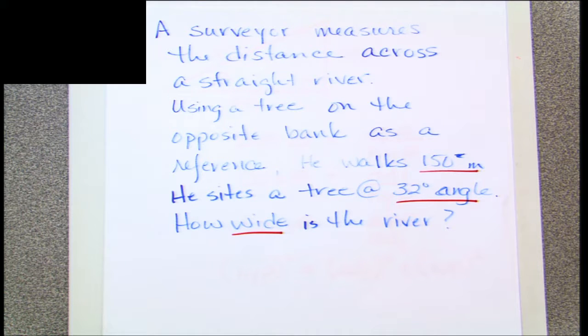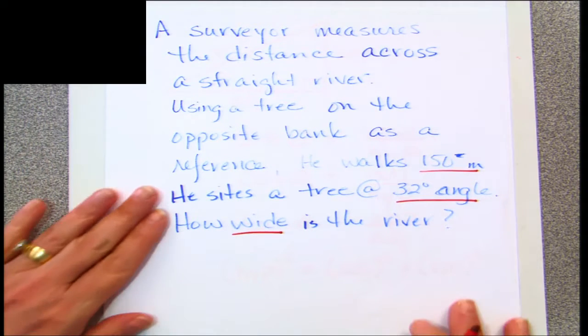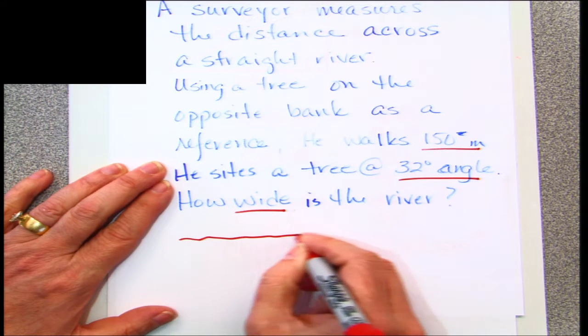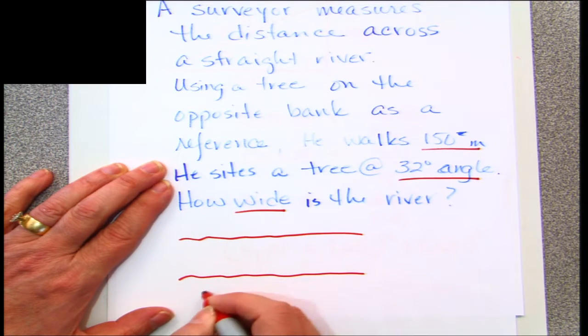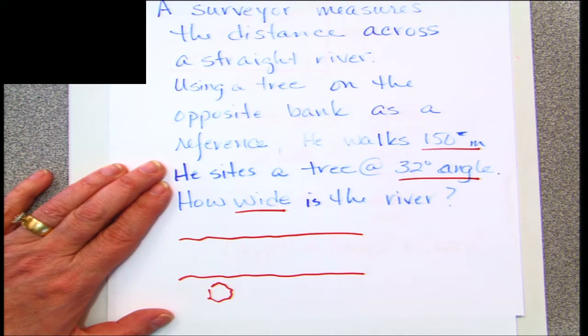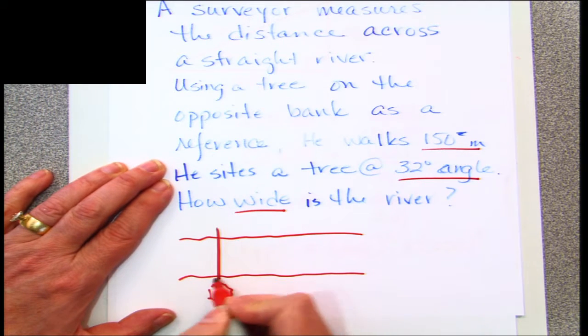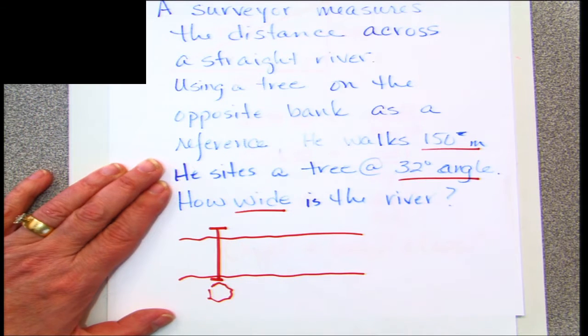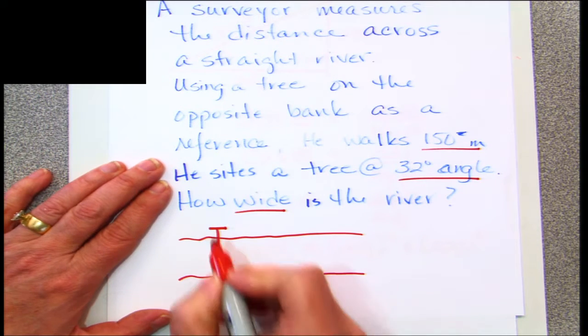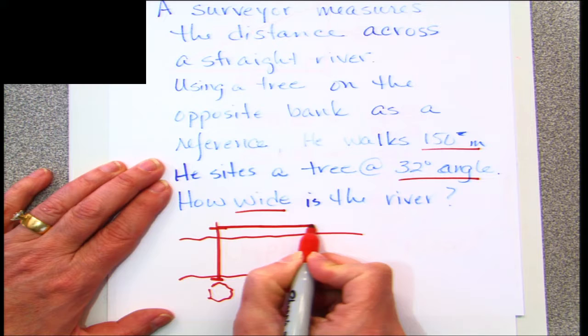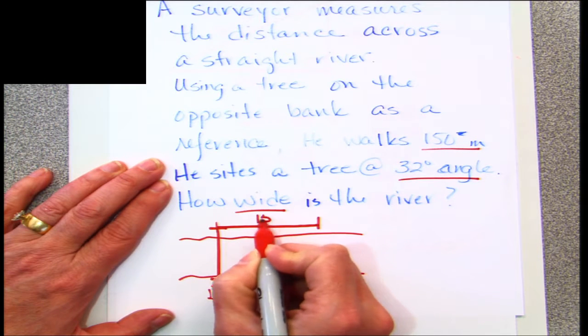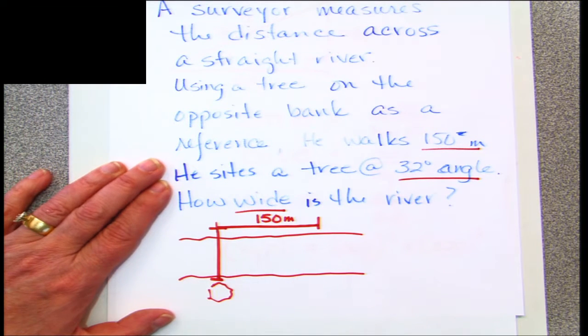So I've got a riverbank here. I've got a tree. Okay, there's my tree. This is the variable we want to find, how wide across it is. The problem tells me that I've walked 150 meters there. And then I'm going to sight in my tree. And that is a 32-degree angle.